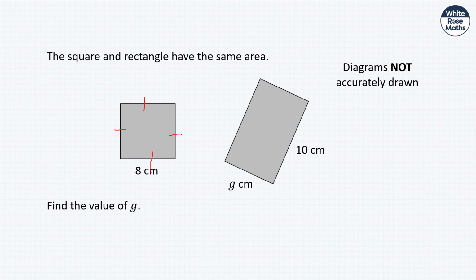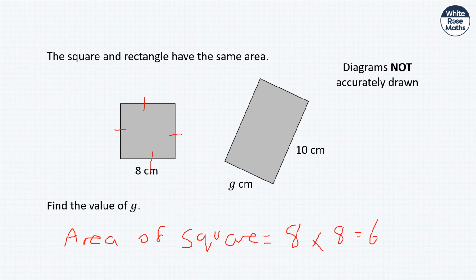So the area of the square is going to be length times width, or L times L, because the side lengths are the same. So it'll be 8 times 8, or 8 squared. So 8 8s are going to be 64. So the area of the square is 64 centimeters squared.